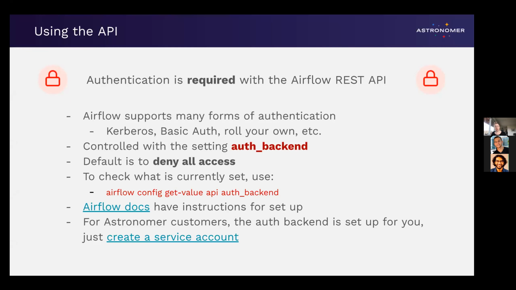So you have a ton of functionality in terms of how you want to set up that authentication. In general, anything that you might do to authenticate to the Airflow UI, you can also use for the API. It is controlled with a setting called auth backend. So when you set it up, that's what you're going to look for in your Airflow config. Note that the default for that parameter is to deny all access.